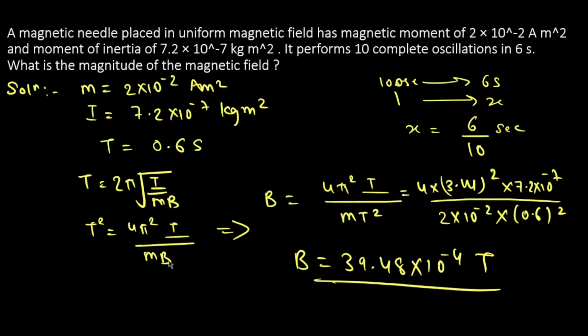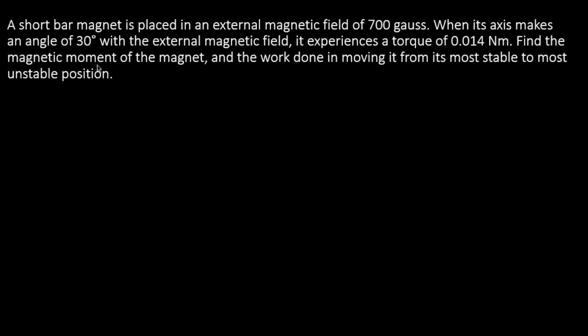Let's look at the next one. A short bar magnet is placed in an external magnetic field of 700 Gauss. When its axis makes an angle of 30 degrees with the external magnetic field, it experiences a torque of 0.014 Newton meter. Find the magnetic moment of the magnet and the work done in moving it from its most stable to most unstable position. So solution, first of all, the magnetic field B is given to us as 700 Gauss.